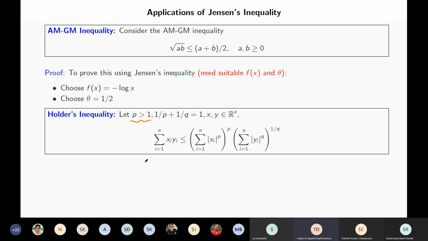the sum of xi yi is less than or equal to the sum of the absolute value of xi to the power p, whole to the power 1 by p, times the sum of the absolute value of yi to the power q, whole to the power 1 by q. Okay, so this looks a bit too much, but what is the special case of Holder's inequality? Do you recall we have used some inequality before, right? Cauchy-Schwarz. So the special case is Cauchy-Schwarz.